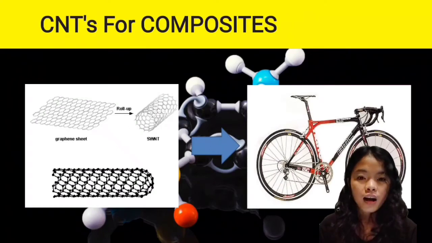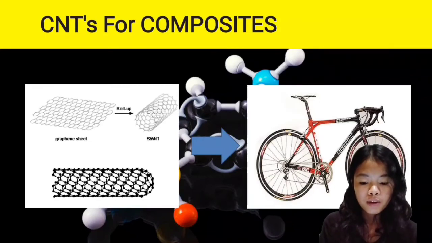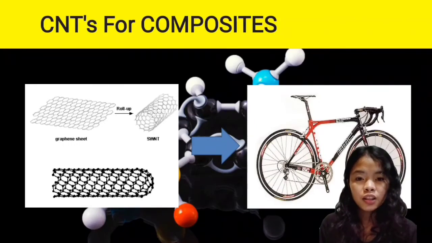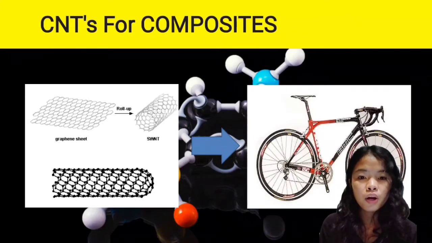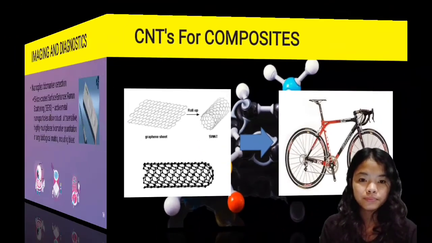So carbon nanotubes for composites serve as an effective reinforcing phase in composite materials, which later on makes the product stronger, lighter, and more durable, and can also improve the strength and stiffness of the product.